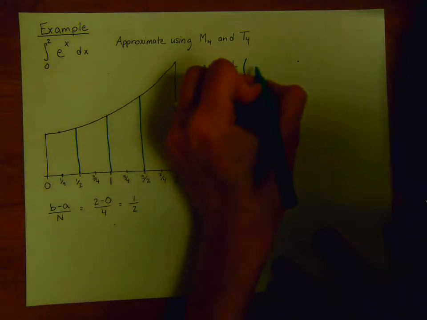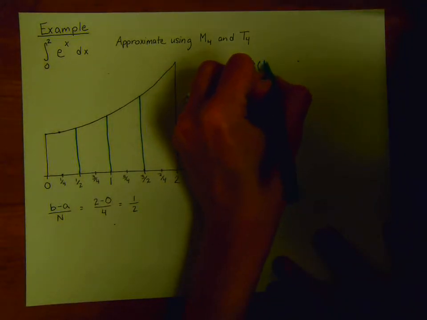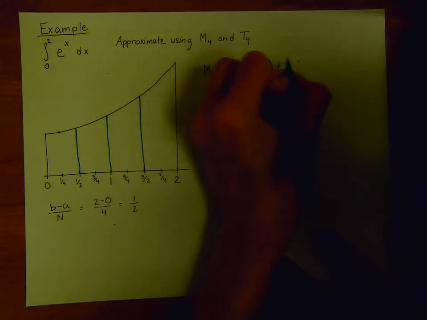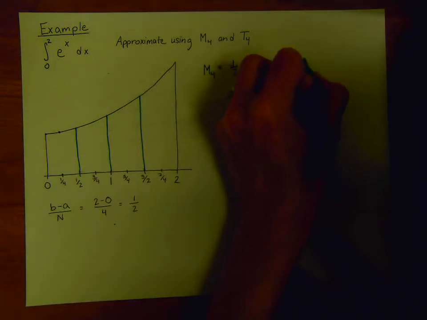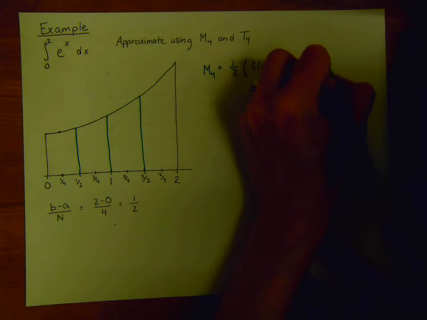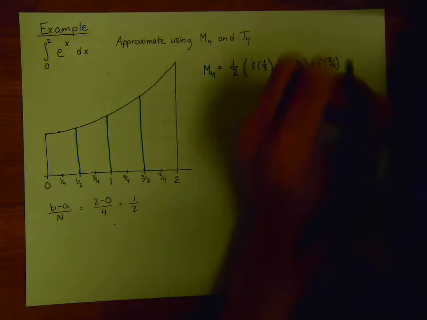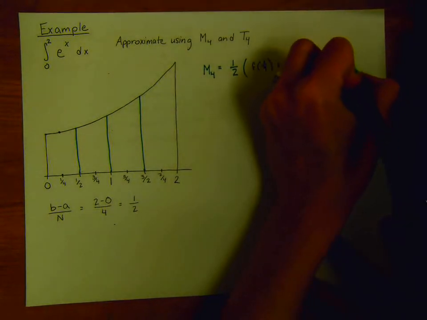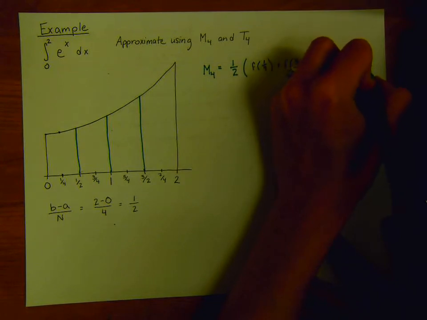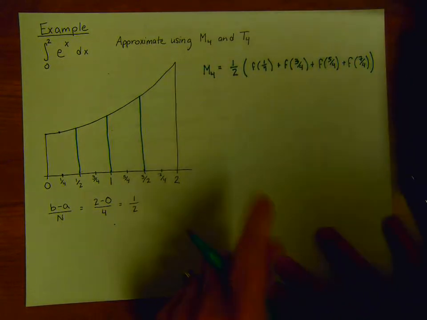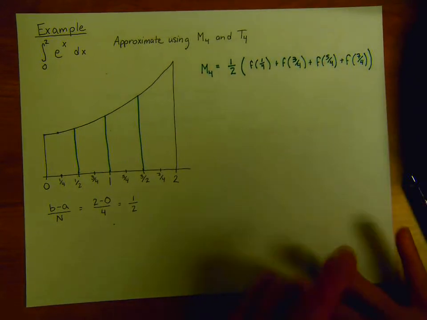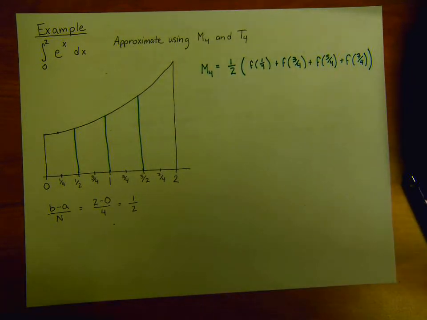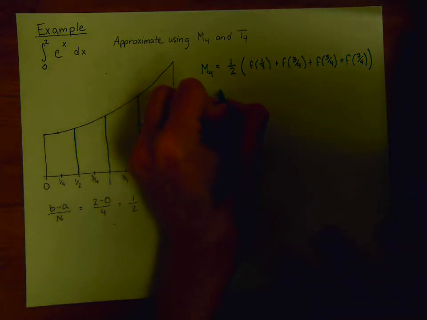So the midpoint in this case, this is f of 1/4 plus f of 3/4 plus f of 5/4 plus f of 7/4. And it's always a good idea to double check that because we're doing 4 intervals, you want to make sure that you have 4 values added to one another. And I'm going to leave this actually as the exact value.